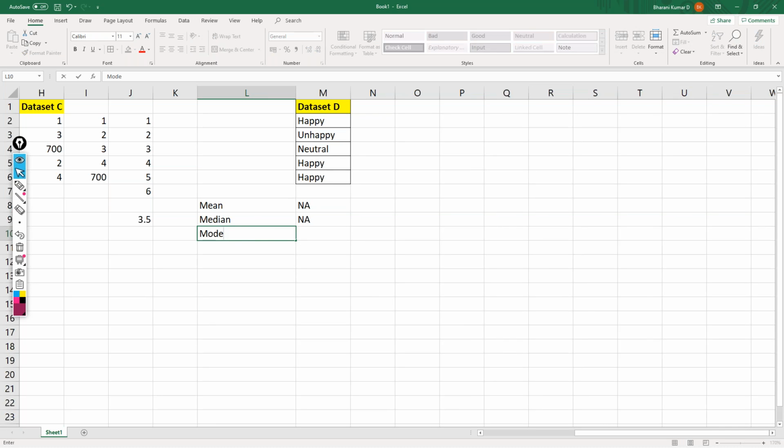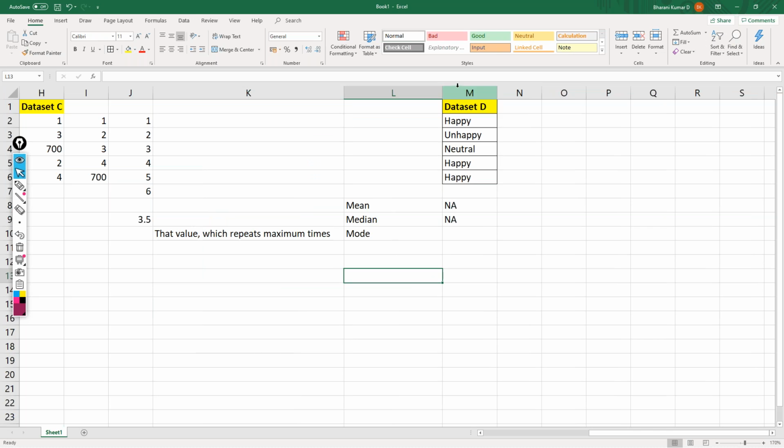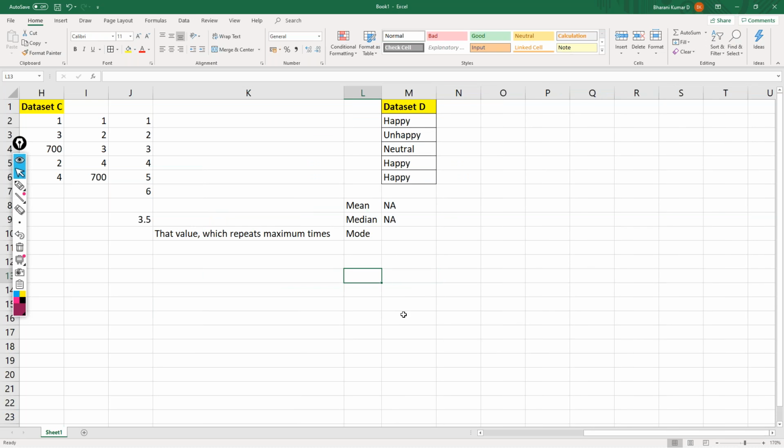Then you need to use mode. Mode is that value which repeats the maximum number of times. And which one is getting repeated the maximum times? Happy. So in short, this survey concludes that husbands are happy in general. On an average, in general, they're happy. That's the statement that you can make.